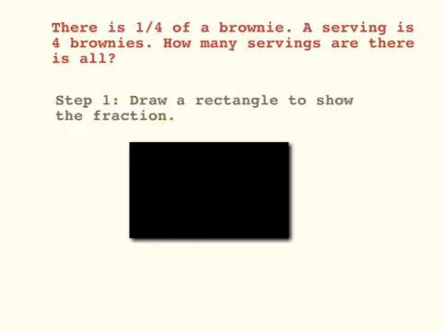So our first step is to draw a rectangle to show the fraction. So our fraction here is 1/4 that we're starting with. So I'm going to divide my box into fourths and then shade one of those fourths.